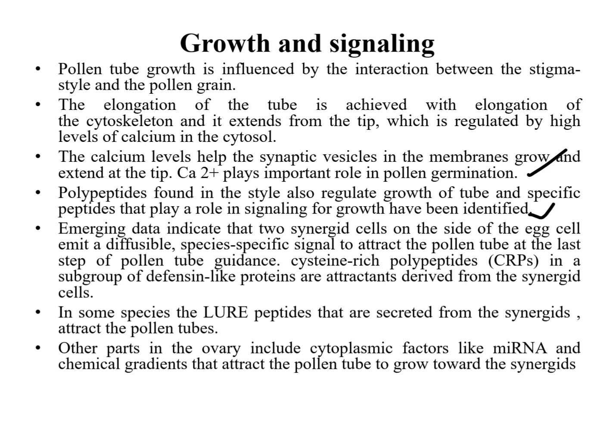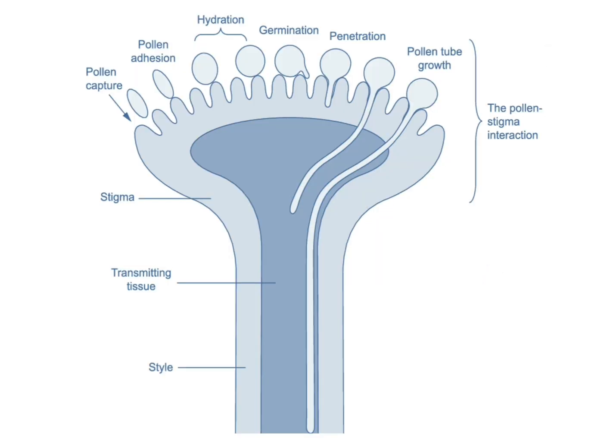Then in some species, LURE peptides secreted from synergids attract the pollen tubes. Other parts of the ovary include cytoplasmic factors like miRNA and other chemical gradients that attract the pollen tube. So in every species there is a specific chemical which will attract the pollen tube, and that chemical is secreted by the synergids. So it is the whole picture of the interaction between stigma and pollen tube.